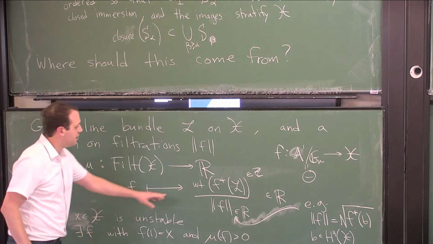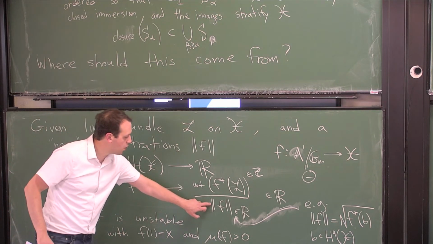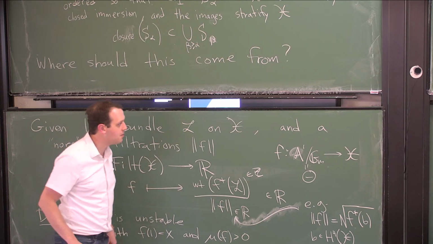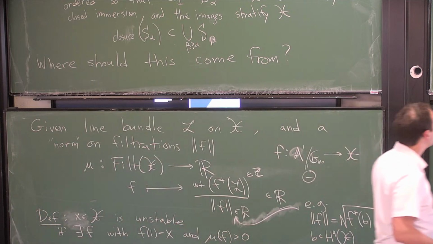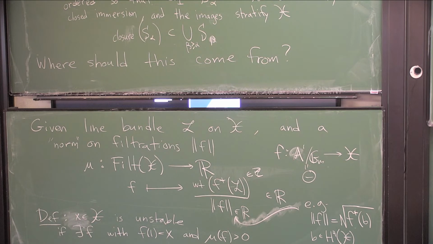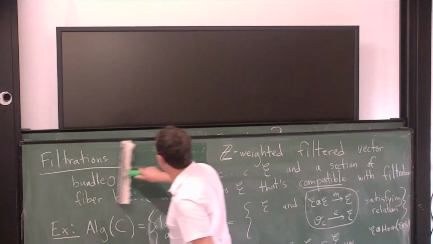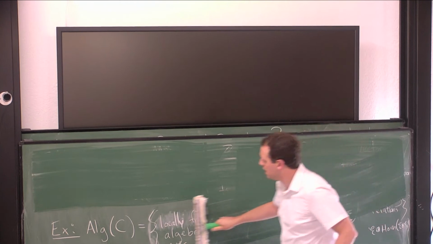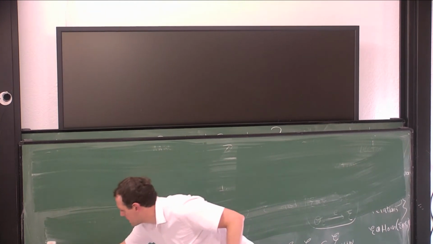Now the positivity doesn't have to do with the norm, that's just a positive real number. The positivity has to do with the weight of the line bundle. So the notion of instability really just depends on the line bundle on the stack. And the Harder-Narasimhan filtration is defined to be a filtration that maximizes that number.